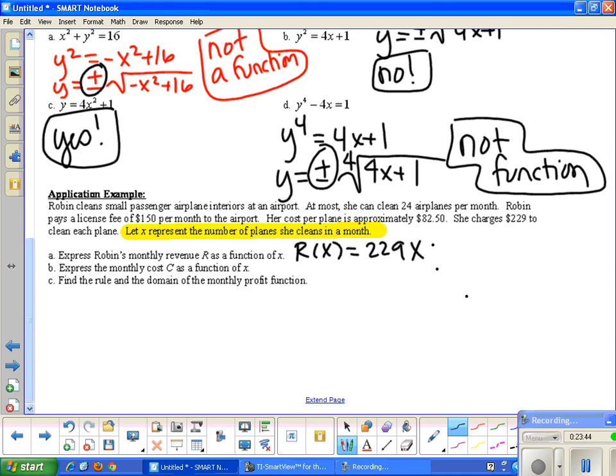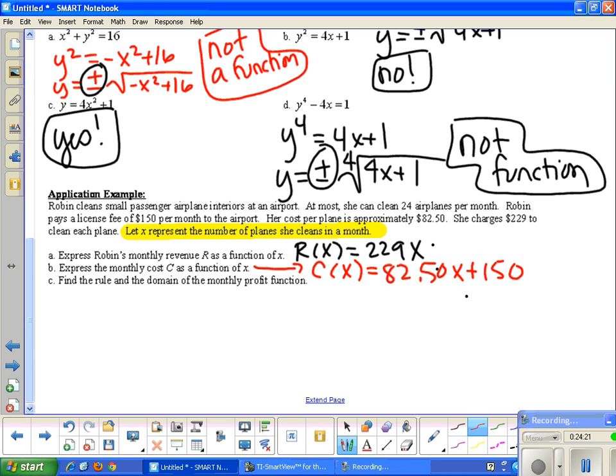So then for B, it says express the monthly cost as a function of X. So now we're going to do C of X for this one. Now the cost for this says that we're going to pay a license fee of $150 per month, and then to clean each plane, it's $82.50 per plane, so 82.50x plus 150 to pay for the license fee.